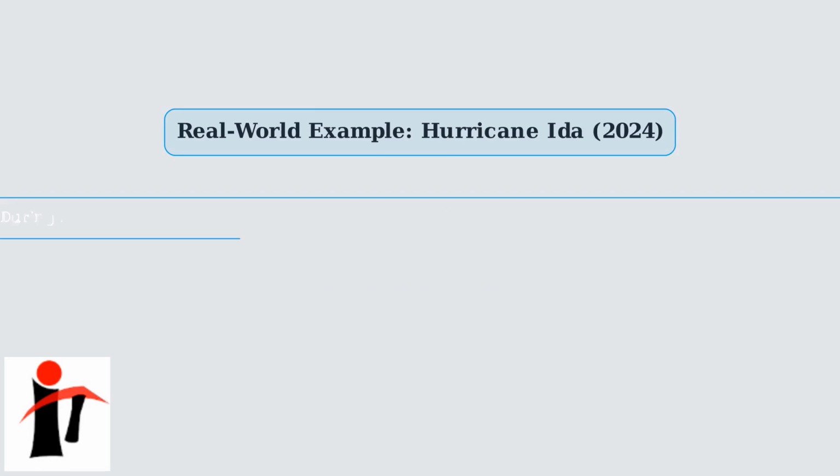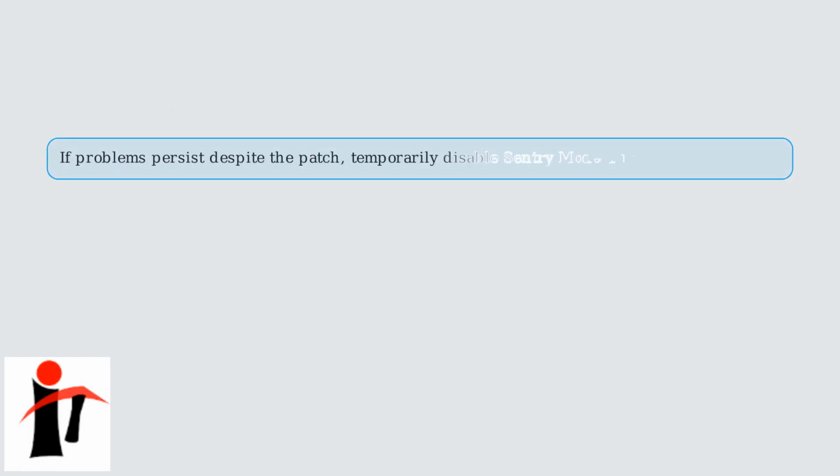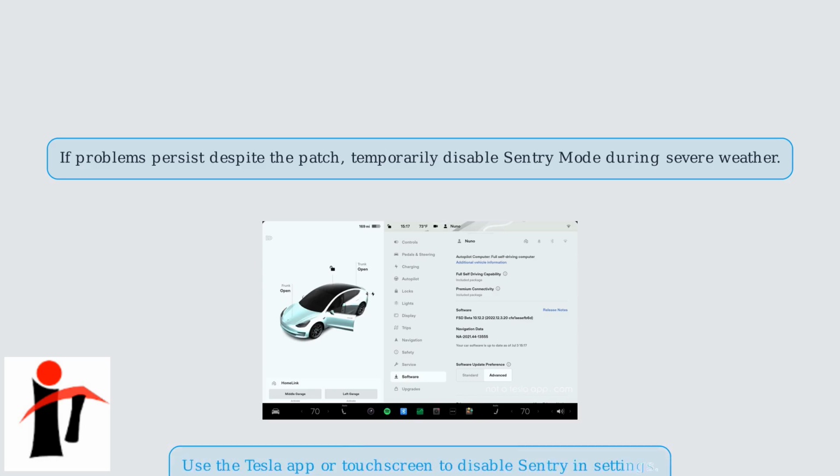A notable example occurred during Hurricane Ida in 2024, where multiple Model 3 owners in the Southeast experienced continuous false alarms from wind-blown debris. Tesla's V12.5 patch introduced weather filters that resolved 80% of these cases, according to surveys. If false alarms continue even after installing the latest patch, consider temporarily disabling Sentry Mode during severe weather events. You can do this through the Tesla mobile app or the vehicle's touchscreen by accessing the security settings.